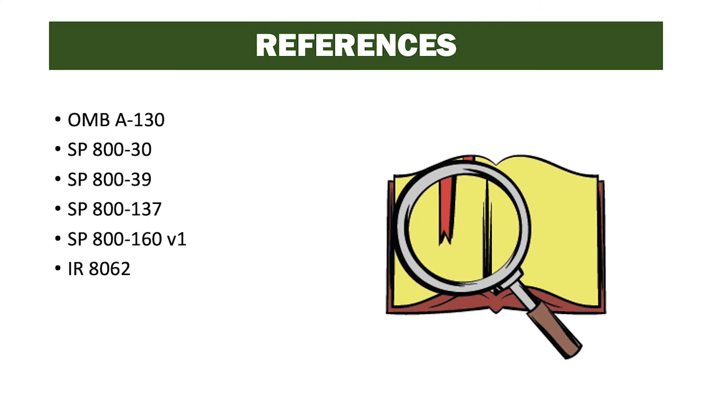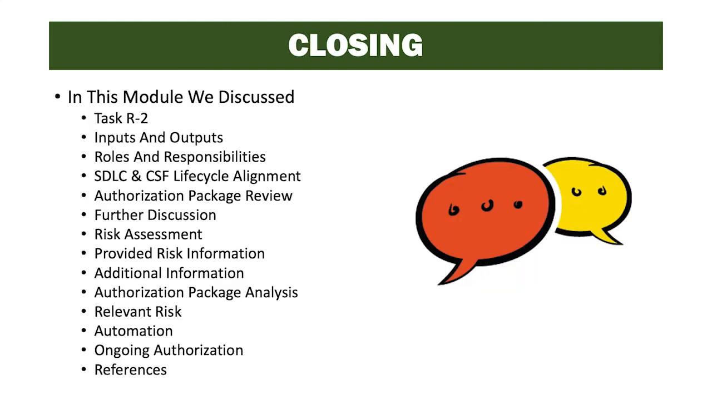In this module, we discuss Task R2, its inputs, outputs, roles, and responsibility, SDLC and CSF lifecycle alignment, the authorization package review, further discussion, risk assessment, provided risk information, additional information, authorization package analysis, relevant risk, automation, ongoing authorization, and references. If any of this doesn't look familiar to you, I suggest you go back to that portion of the video and watch it again. However, if it does make sense, on to the next video, and if you're taking the class, on to the course material for further understanding of this topic.